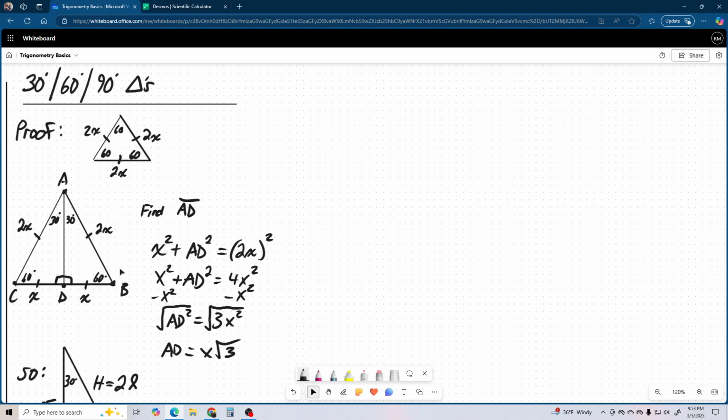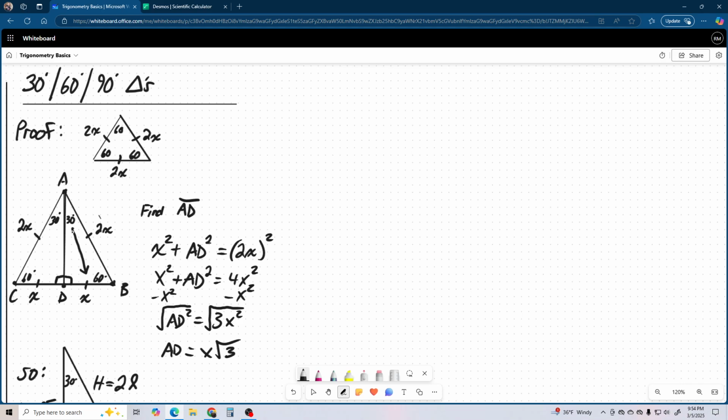Our hypotenuse is 2x, and we have a leg across from our 30-degree angle that is x. We don't know this other leg here, AD. That's the length we're trying to find. So let's use the Pythagorean theorem with 2x and x to solve for this.